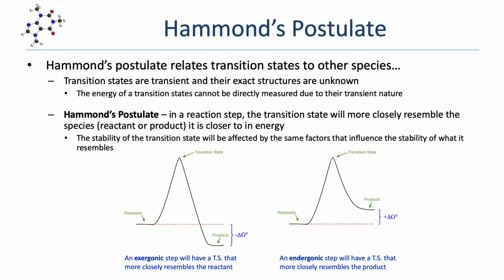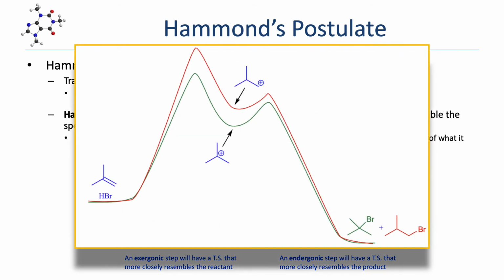In either case, the stability of the transition state will be affected by the same factors that influence the stability of what it resembles. So if we look back at the free energy diagram for our hydrohalogenation, we can see that in each case, the first step is the formation of a carbocation. And the formation of the carbocation is endergonic. And that means that the transition state will more closely resemble the product of that step, that is, the intermediate, the carbocation, than it will the reactant. In other words, these two transition states look an awful lot like carbocations.